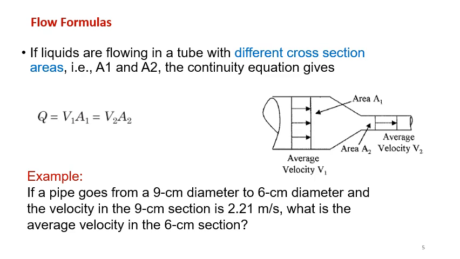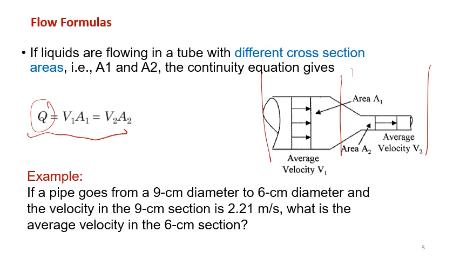In the flow formula, if the flow is moving from a bigger cross-sectional area pipe to a smaller cross-sectional area pipe, how can we relate them to each other? This equation shows us that the flow rate will remain the same. That means the Q in the first pipe is the same as Q in the second pipe. If any of the factors change, the other factor will change as well to keep the two sides balanced.